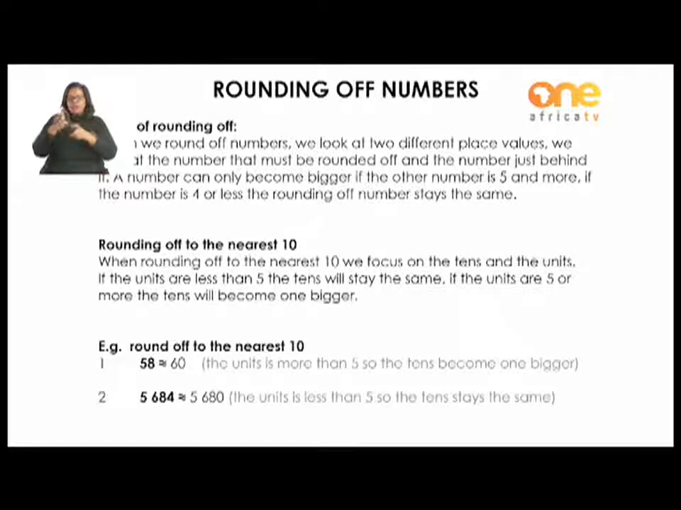Let's read that rule again. Me and my friend, we're also reading. When we round off numbers, we look at two different place values. We look at the number that must be rounded off and the number just behind it. A number can only become bigger if the other number is 5 and more. If the number is 4 or less, the rounding of number stays the same.